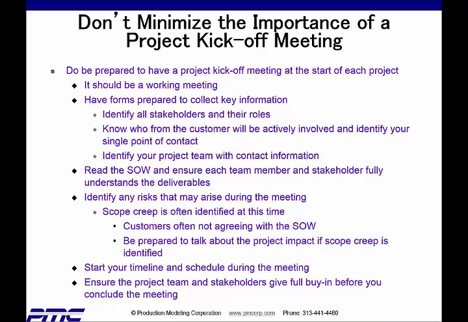Identify any risks that may arise during the meeting. Some of the risks you might see would be like scope creep. Often that's very identifiable at this time. Customers often don't agree with the scope of work, though somebody within their corporation has written it. Be prepared to talk about the project impact if scope creep is identified. You want to let them know what each possibility is going to happen and how the scope creep is going to affect the overall project.